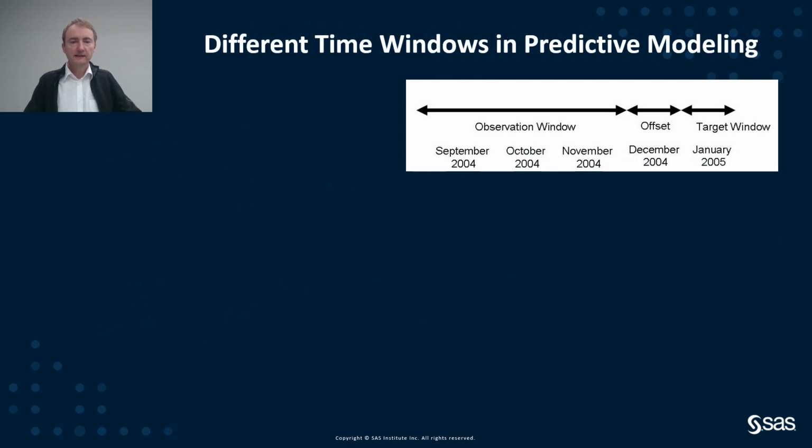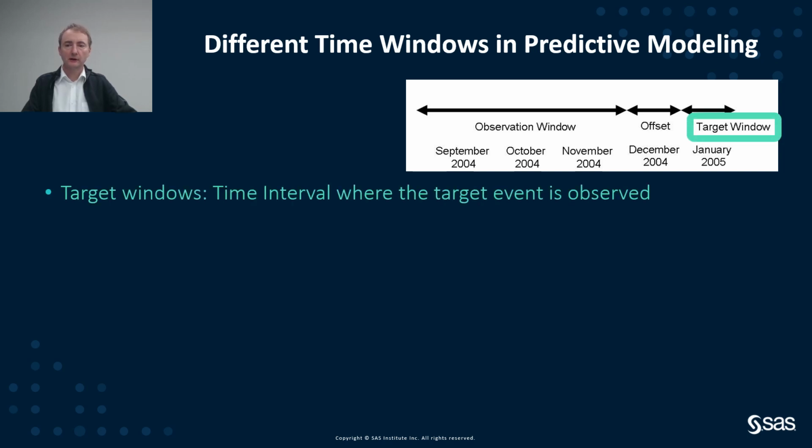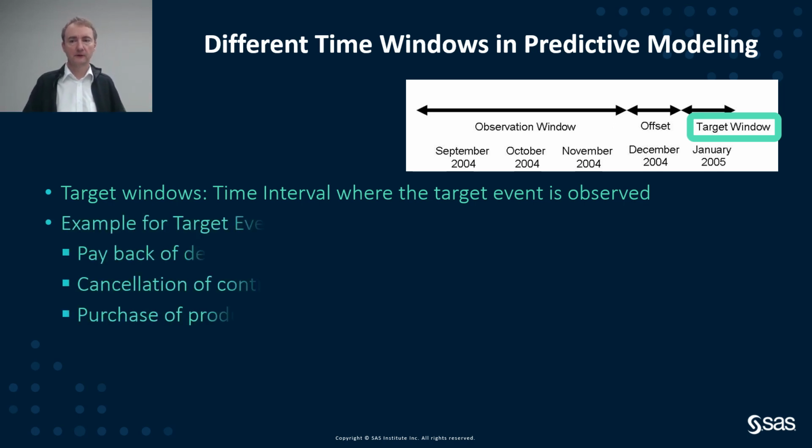And we see here different time windows with the different names in predictive modeling. So for example, the target window is the time interval where the target event is observed. The customer is buying a product, customer is canceling, a fraudulent transaction is happening. This is the target window.